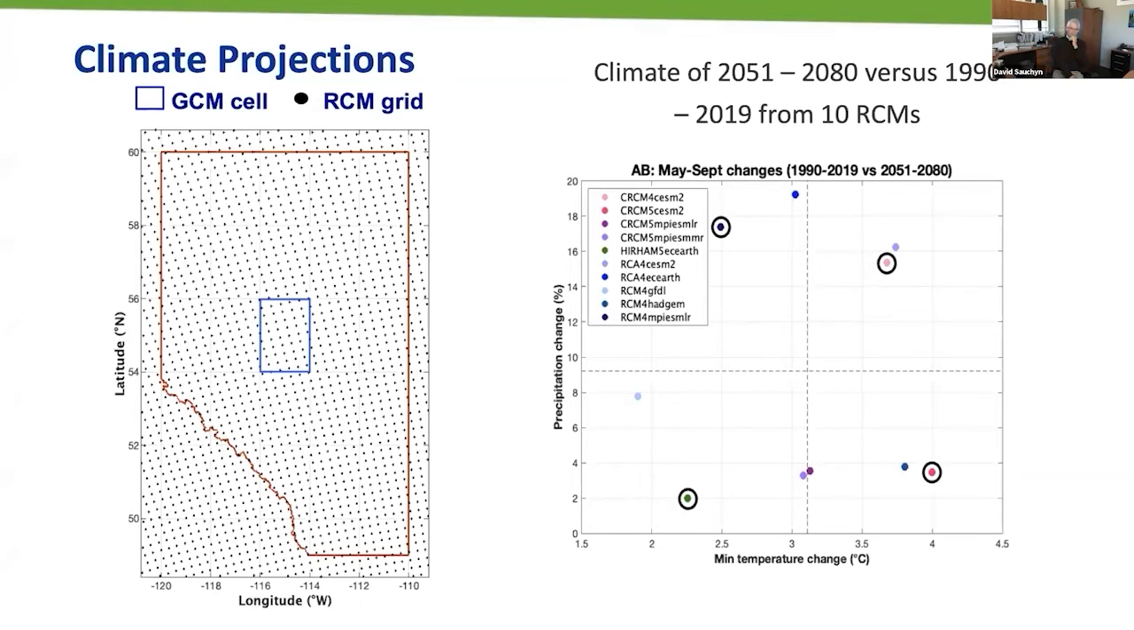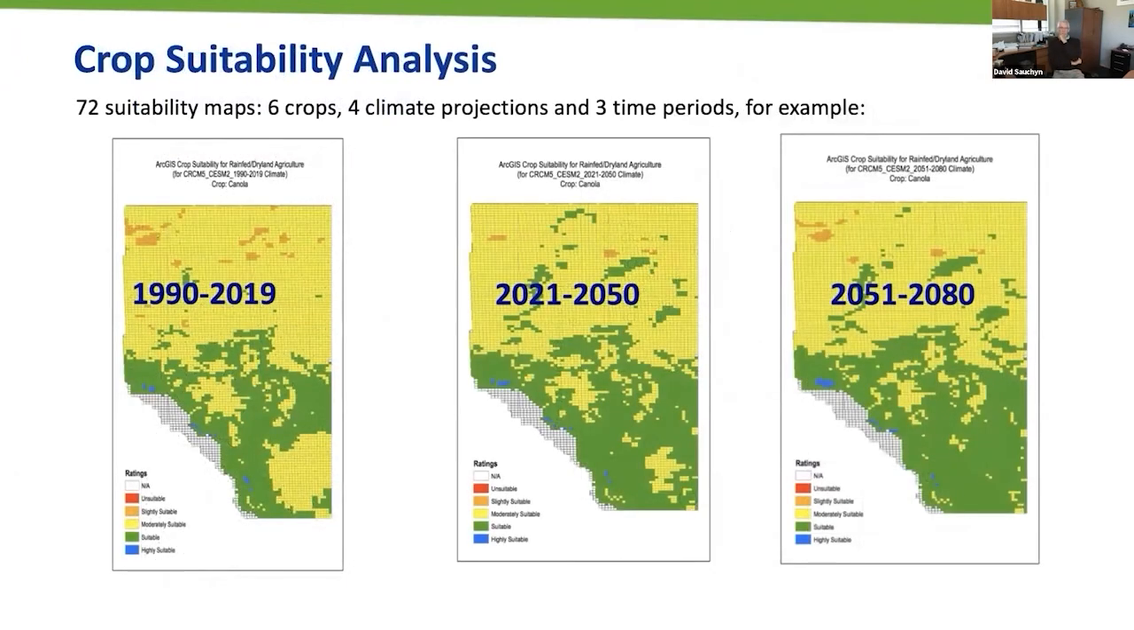So the scientists at AAF took this information, ran their model, and we produced 72 maps for 6 crops, 4 different climate projections, and 3 different time periods. I'm showing you 3 of those 72 maps. This is for canola, with the historical conditions in the first left-hand map, and then 2 future 30-year periods. If you squint, you'll see more green going forward. In other words, more of the land in Alberta is suitable for the production of canola in a changing climate.